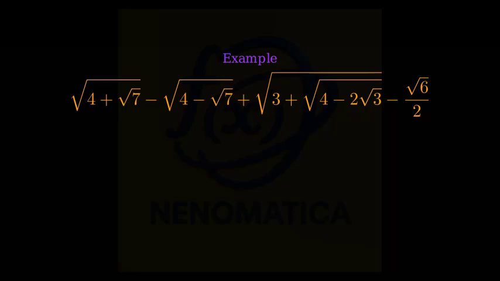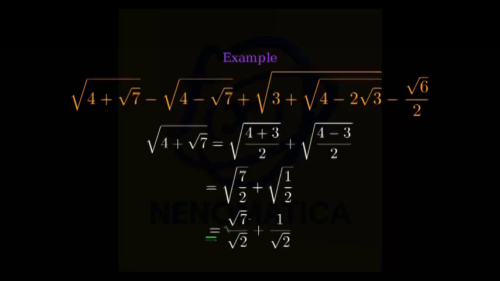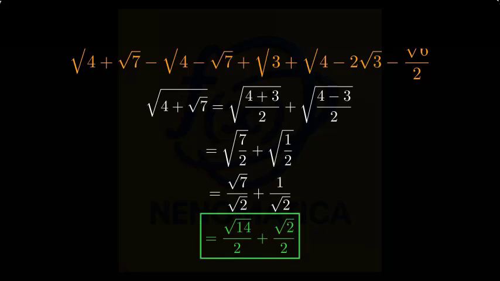Simplify the square root of 4 plus the square root of 7, using the half sum and half difference identity. Next, apply the same identity to square root of 4 minus the square root of 7.